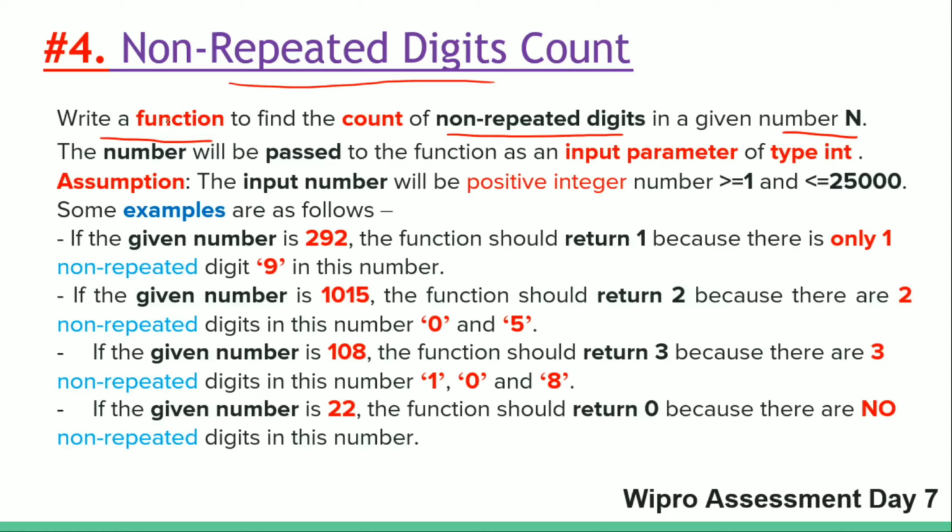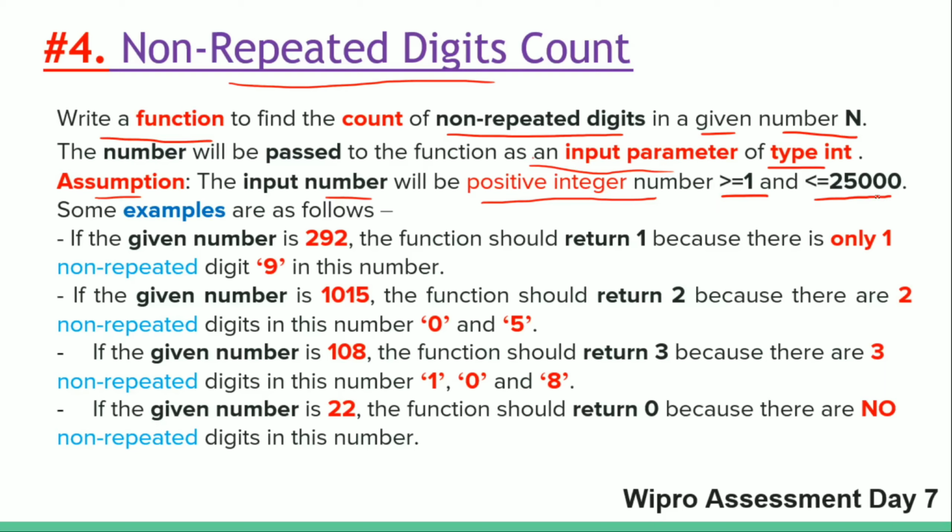Here we have to write a function that will find the total number of non-repeated digits present in a given number. The number will be passed to the function as an input parameter of type int. Here an input parameter should be of integer type. Here assumption is given that the input number will be a positive integer number which is greater than or equal to 1 and less than or equal to 25,000.